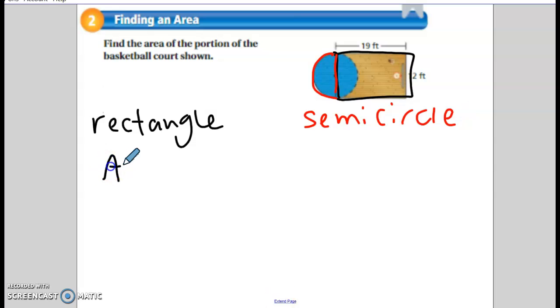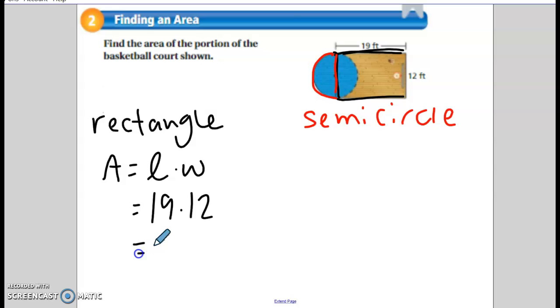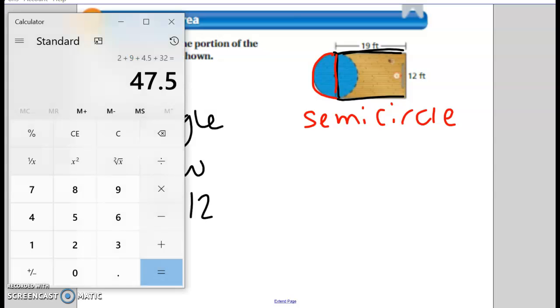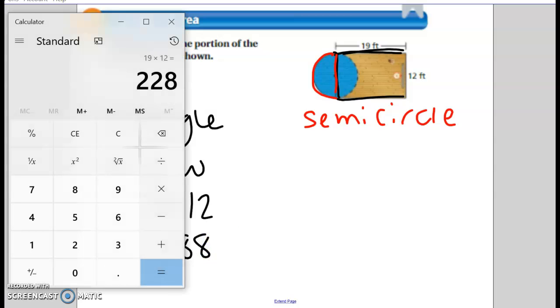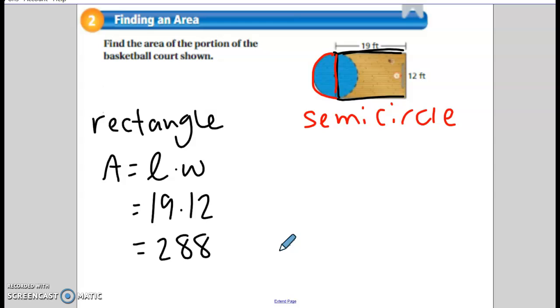So our rectangle is length and width. And in this case, our length is 19, and our width is, boy, I messed it up, 12. So I'm going to go 19 times 12, and the area of this guy is going to be 19 times 12, 228. Come on, Jackson, pull it together. 228 square feet.